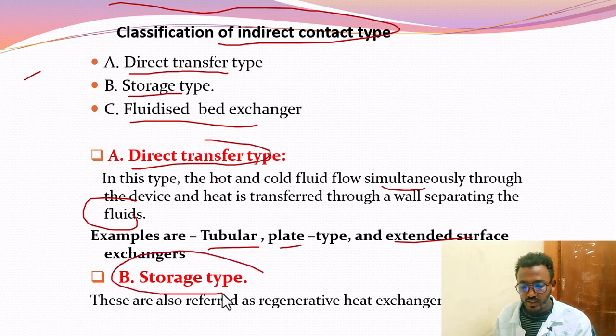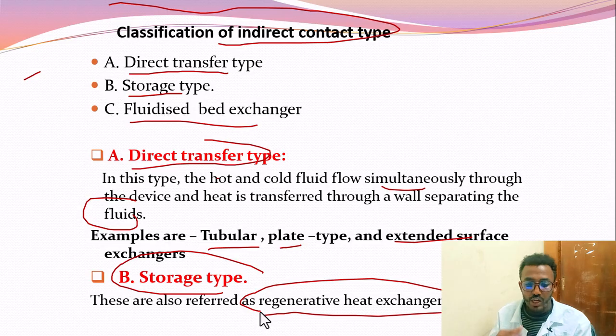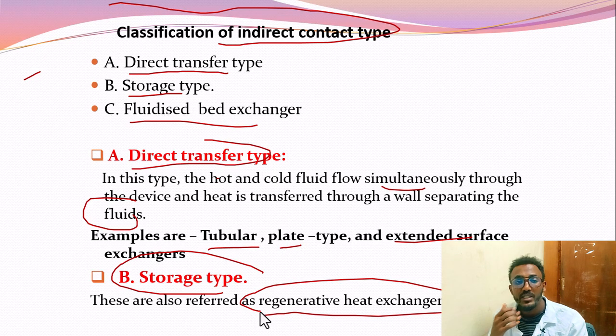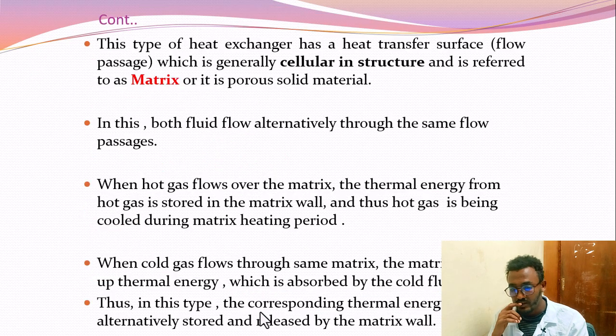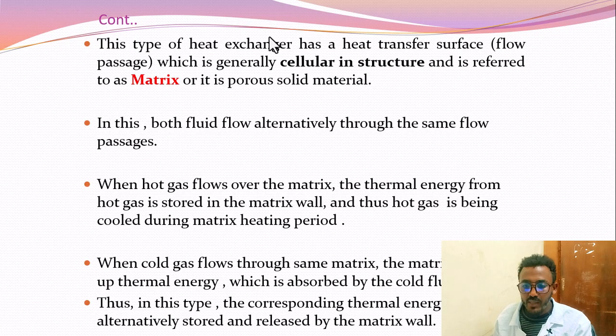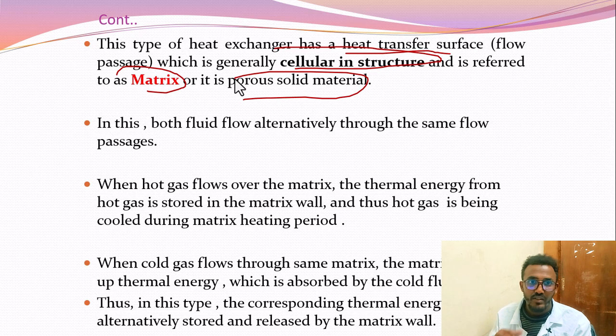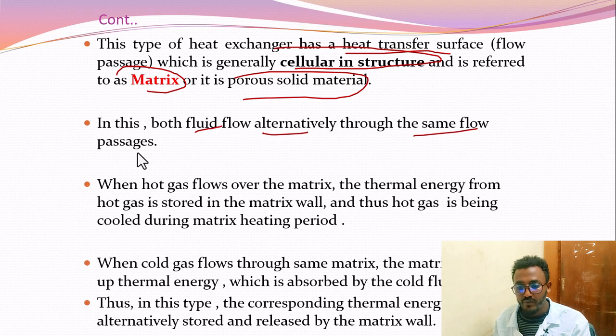The second one is storage type, which also refers to regenerative heat exchangers. This type of heat exchanger has a heat transfer surface flow path which is generally cellular in structure, referred to as a matrix, or is a porous solid material. In this type, both fluids flow alternately through the same flow passage.